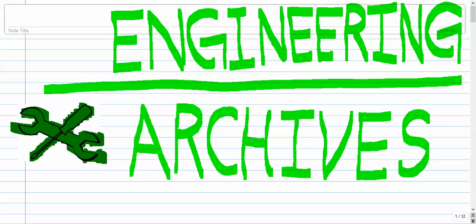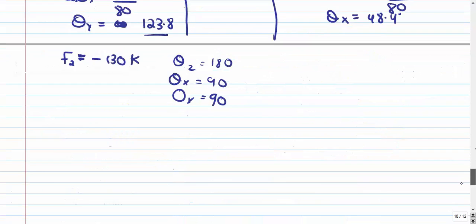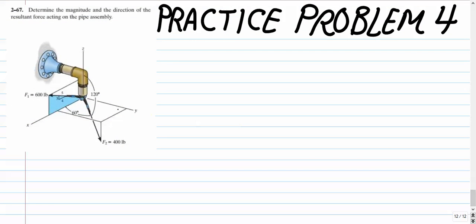Let us look at practice problem number 4 for this chapter, Cartesian vectors. So this problem says, determine the magnitude and direction of the resultant force acting on the pipe assembly. So they have given us two forces and they want us to find the magnitude of the resultant force. So we will need to somehow add these two forces. And then they also want us to find the direction.